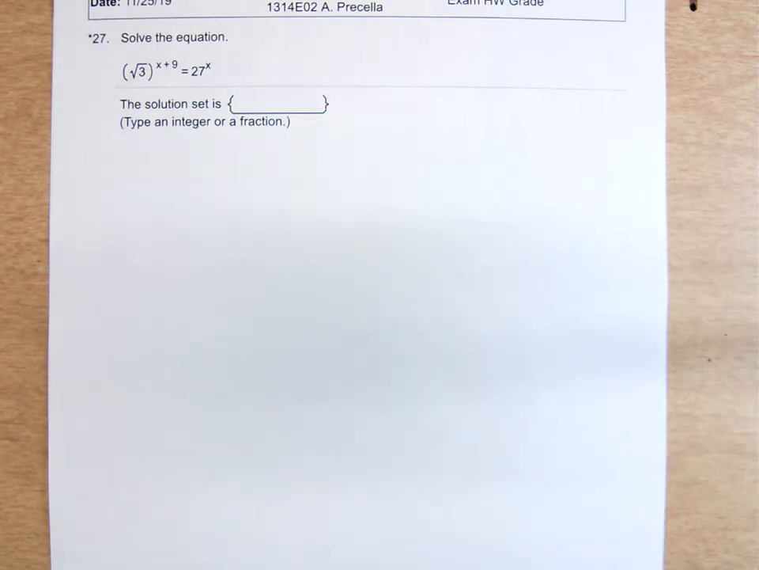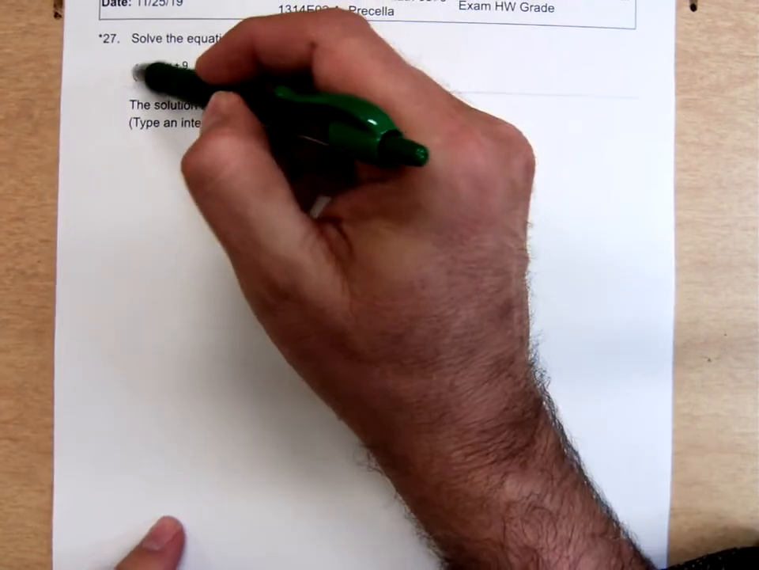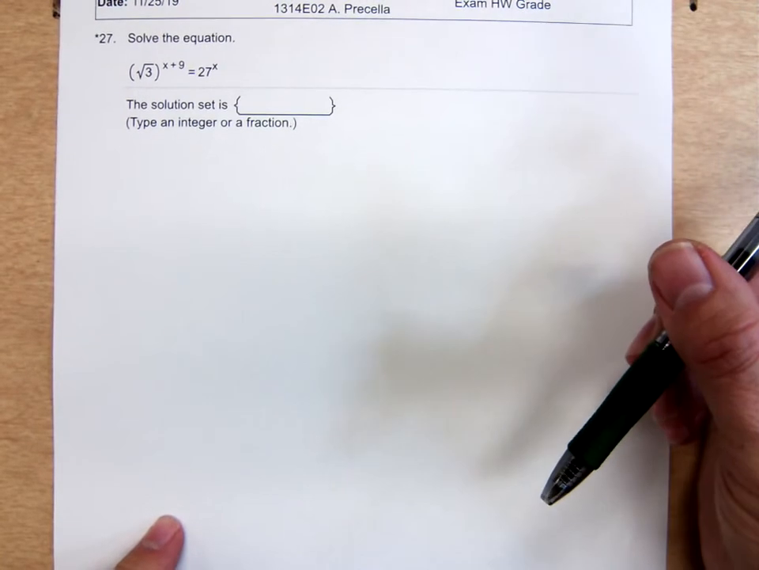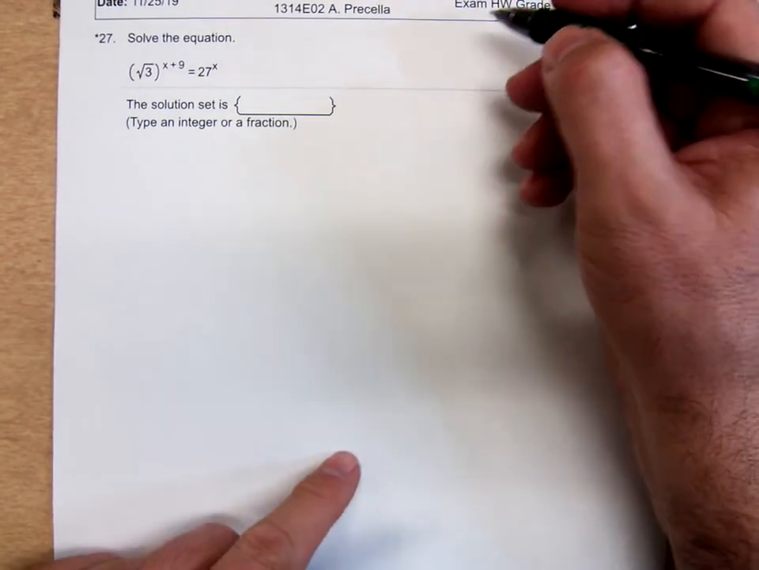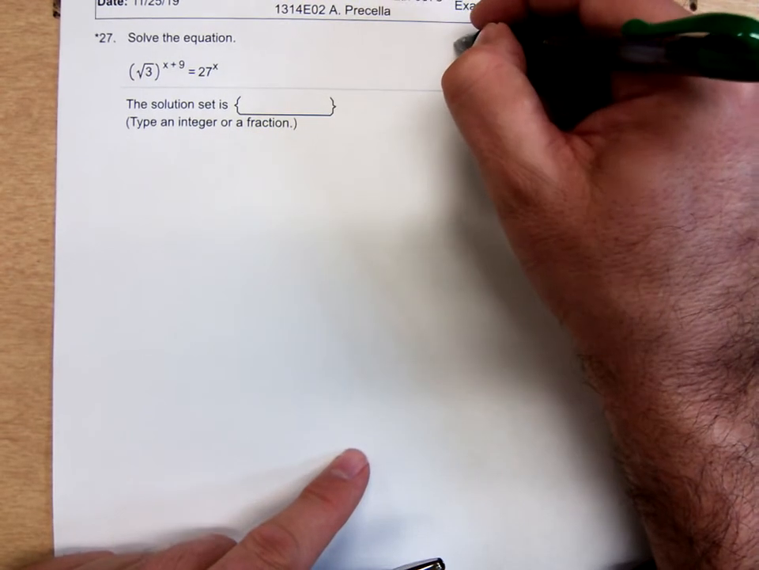So what we're going to have to do here is rewrite that square root with a fractional exponent. Y'all remember how to do that? We're going to be doing it when we're working with logarithms, so I may as well state those rules.